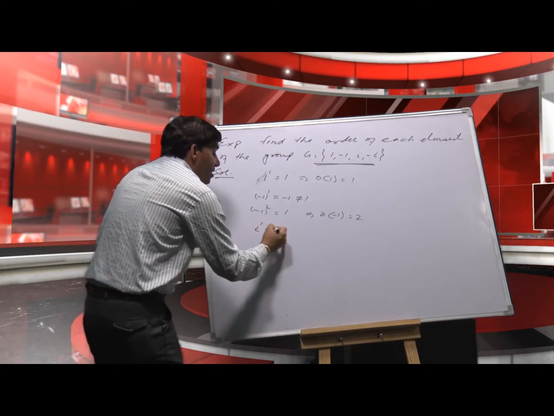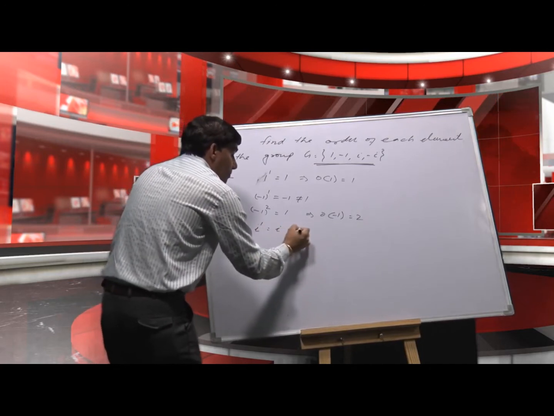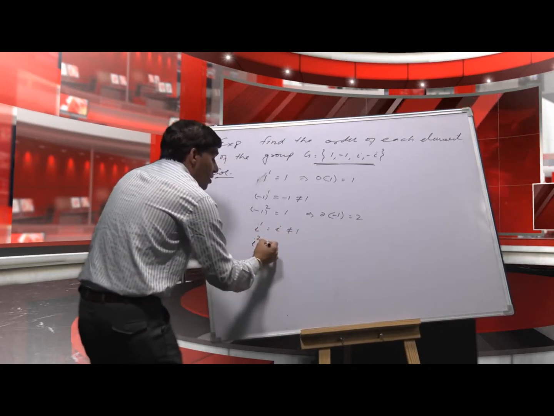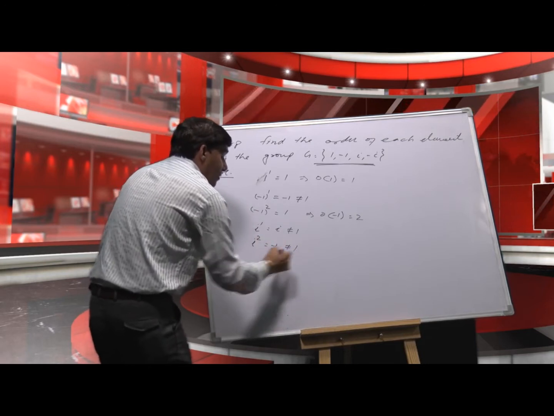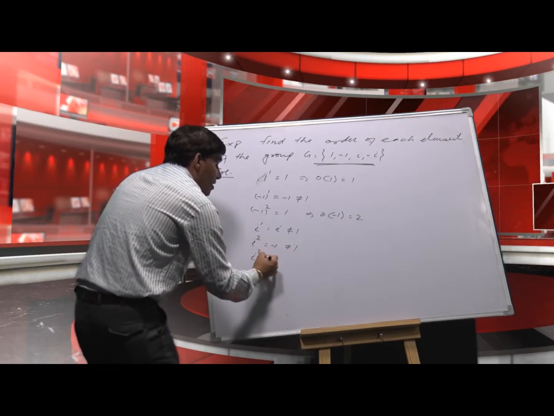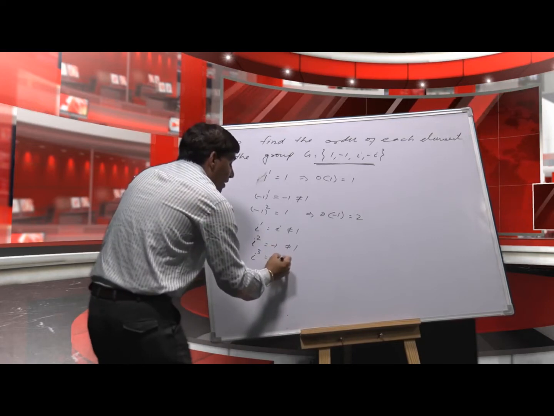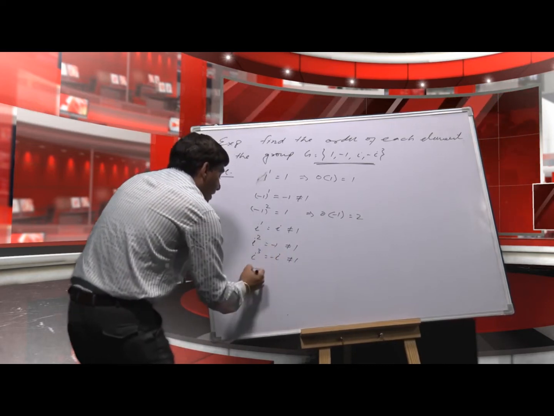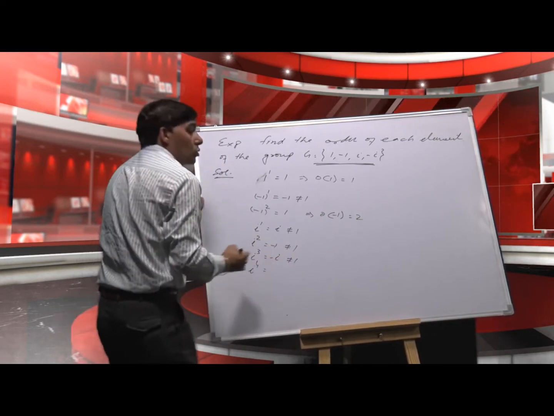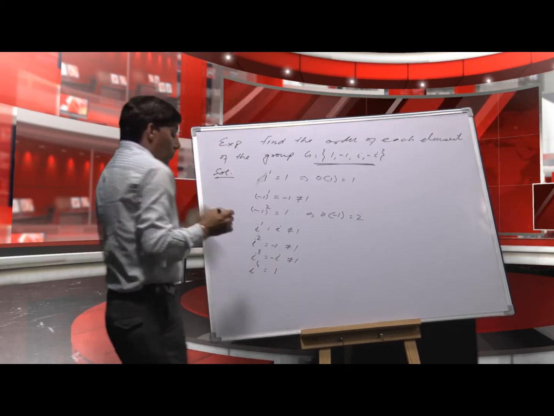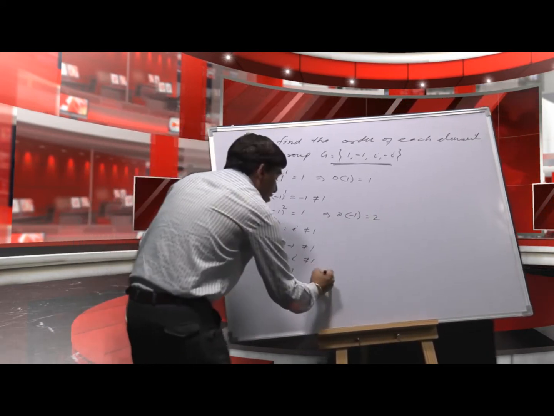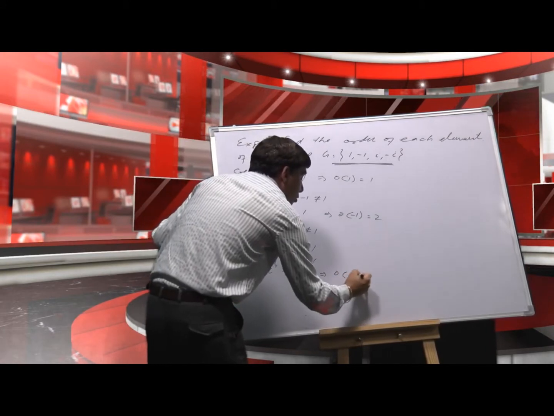Iota raised to power 1 is equal to iota, does not equal to 1. Iota raised to power 2 is equal to minus 1, does not equal to 1. Iota raised to power 3 is equal to minus iota, does not equal to 1. Iota raised to power 4 is equal to 1, which is the identity. This implies order of iota is equal to 4.